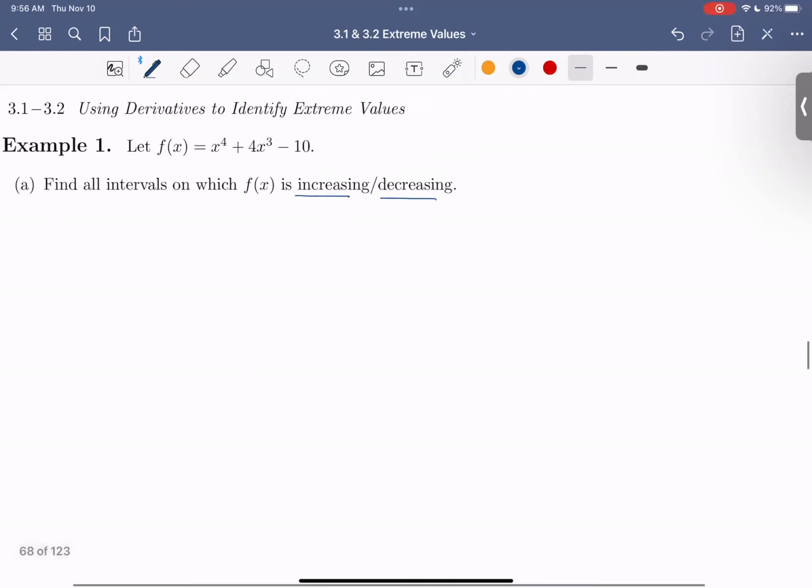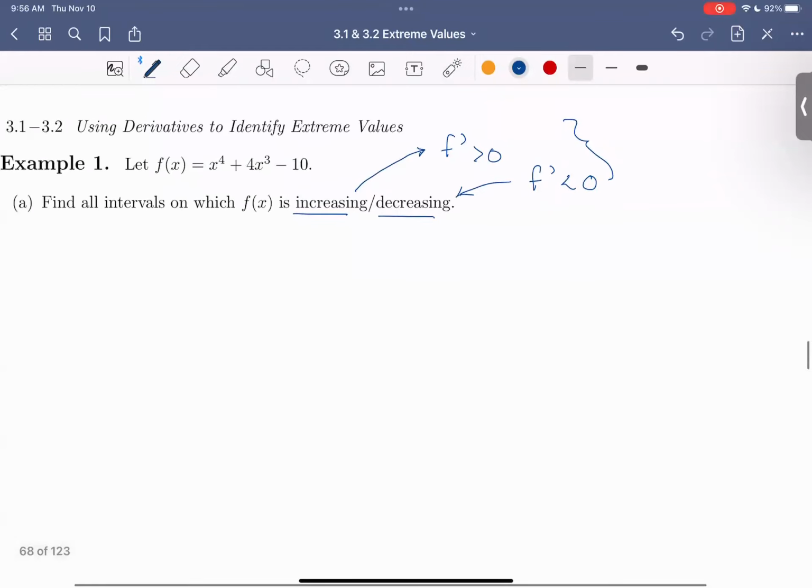Just recall that our function is going to be increasing where the derivative is positive and decreasing where the derivative is negative. So this means that our function will change from increasing to decreasing or decreasing to increasing where the derivative is equal to 0.